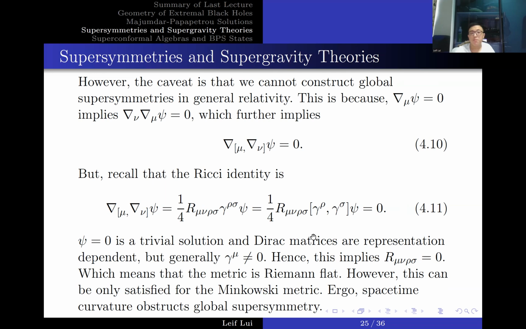Notice that psi equal to 0 is a trivial solution, so it's meaningless and we don't consider it. The Dirac matrices are representation dependent, but are generally non-zero. Hence, this implies that the Riemann tensor must be 0, which means a flat Minkowski space. So for us to construct global supersymmetries, we can only do it in Minkowski spacetime. Hence, it is impossible to construct global supersymmetries in curved spacetimes.